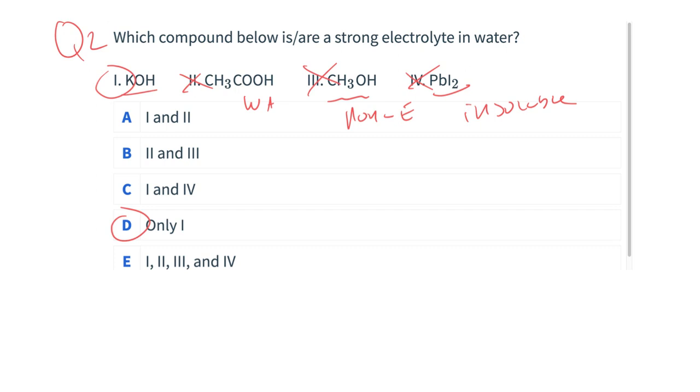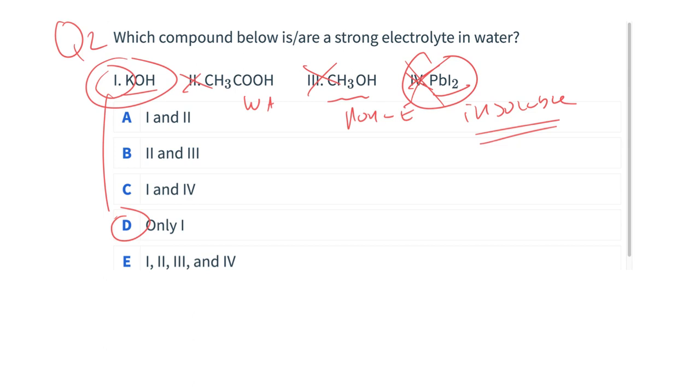Let me take a look here. We're just seeing maybe some guessing on a couple of the answers here for the second one, but over half the class is on track for answer D. Oh, a lot of people said C, 1 and 4. Lead iodide, definitely insoluble. We have to check the solubility chart here to know that it's insoluble, not soluble in water, so it's not going to be a strong electrolyte. So only KOH here is a strong electrolyte.